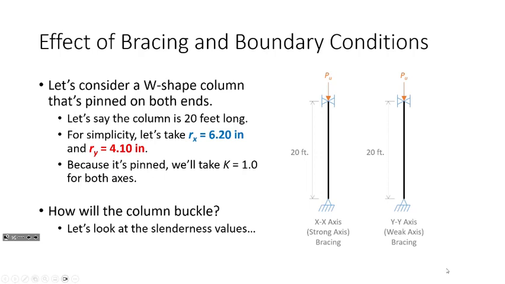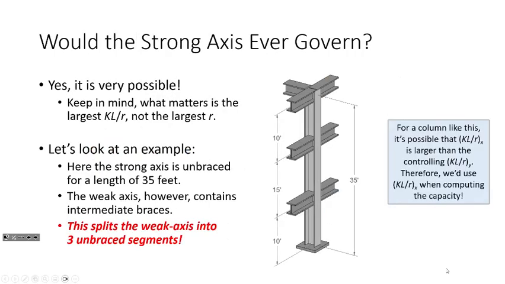Okay. Now, the question then that I want to ask is, could it ever buckle about the strong axis? If Rx is always bigger than Ry, could a column ever buckle about the strong axis? Yes. Okay. It is very possible that a column could buckle about the strong axis because what matters is not what the deal is between Rx and Ry. What really matters is which unbraced segment yields the largest slenderness, the largest KL over R. Let's take a look at this example.